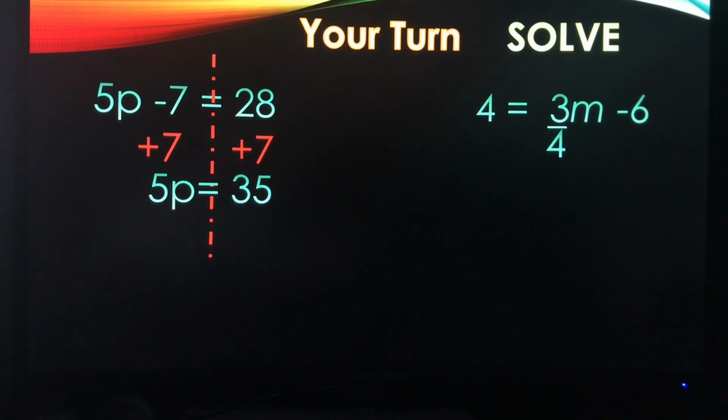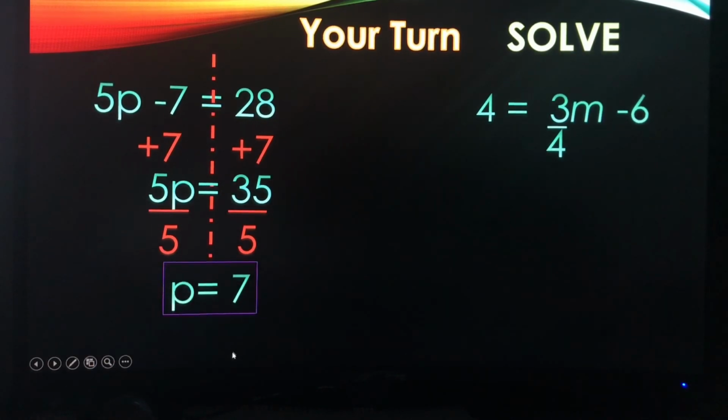Well, how do I get p by itself? 5 is being multiplied by p. So to undo multiplication, I'm going to divide both sides by 5. So when I divide both sides by 5, that leaves me with p equals 7. Okay, how'd you do?